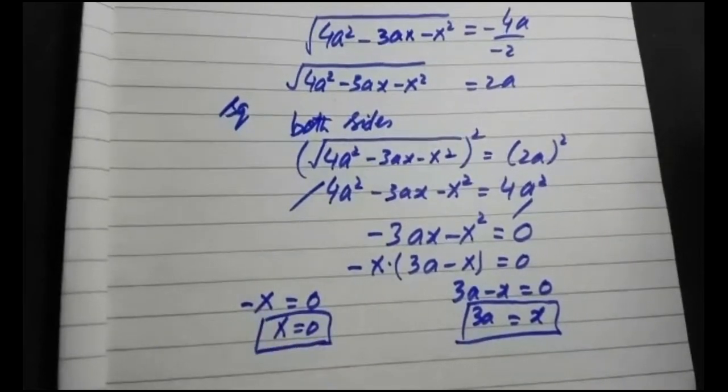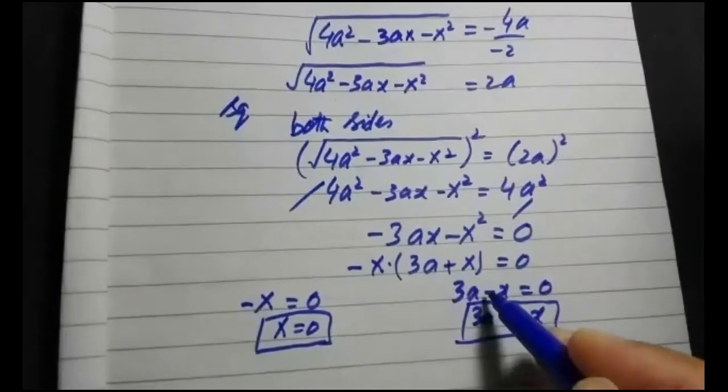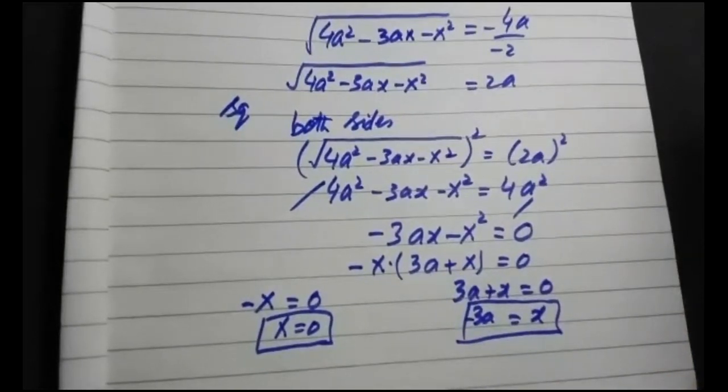Sir, after taking out minus x, it should be 3a plus x. Yes, 3a plus x should be 3a plus x. So the answer will be minus 3a. Thank you. So the answer should be minus 3a.